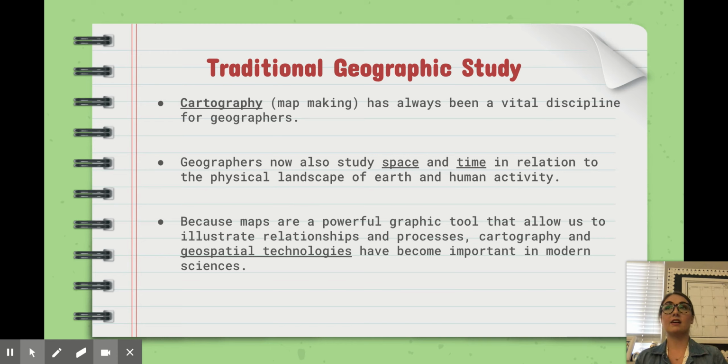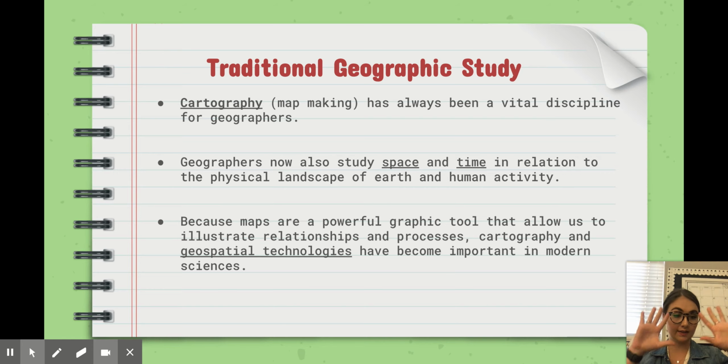But as we've progressed, we realized we need to know more about this land, not just the land, but how people interact with it, what's on it, does it make people do certain things? Geographers now also study space and time in relation to that land. So, in relation to the physical landscape of Earth and human activity, we look at space and time.